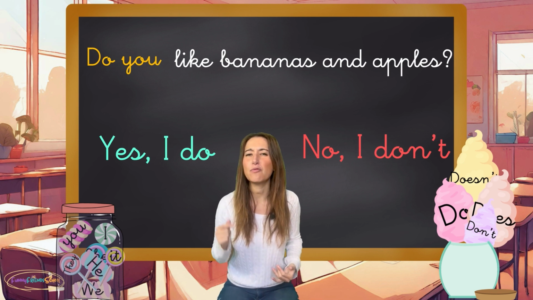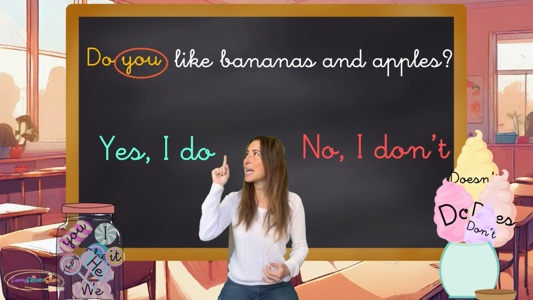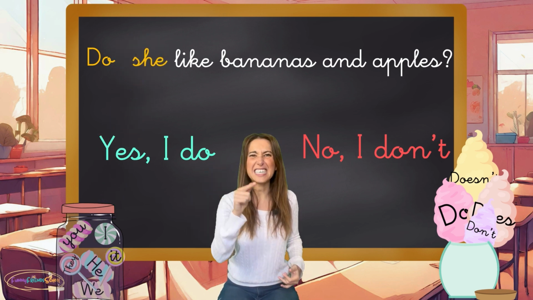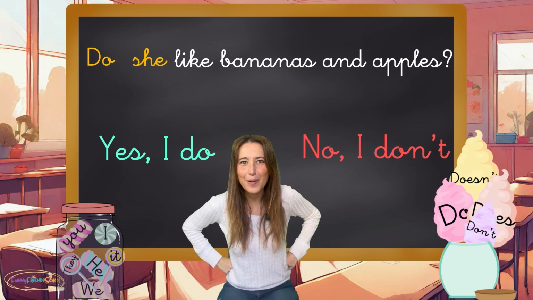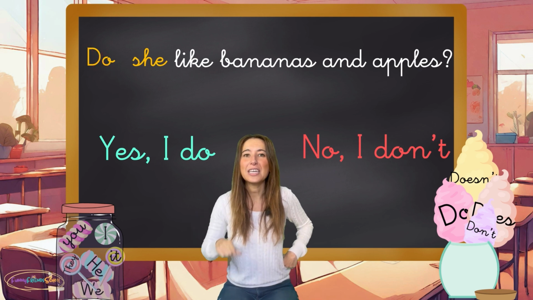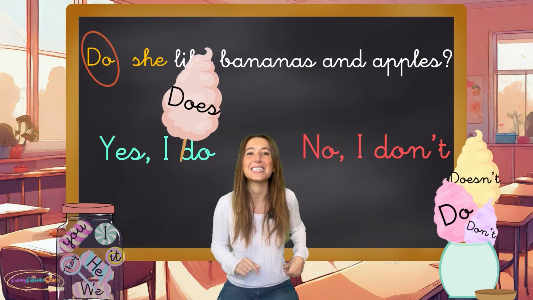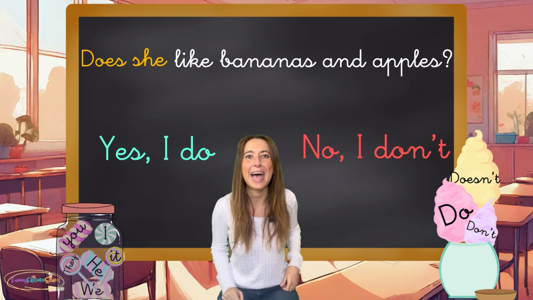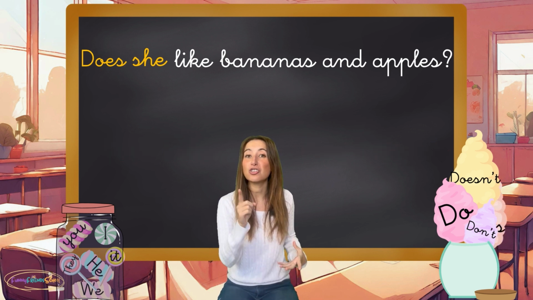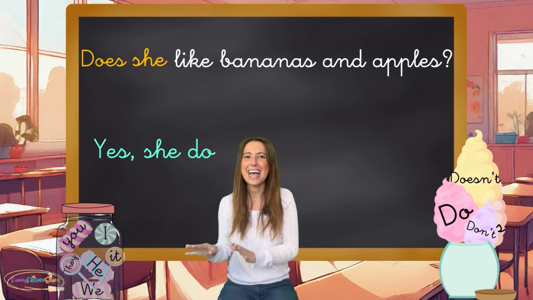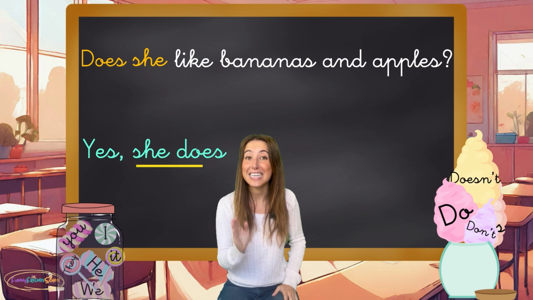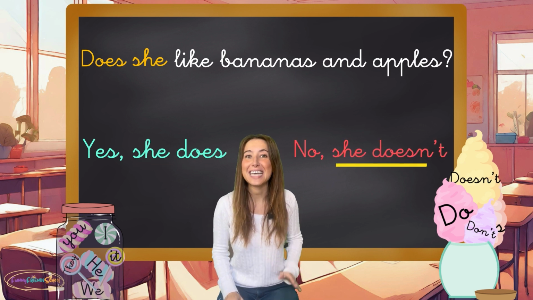But what happens if we change the personal pronoun? Instead of saying do you, let's put she. Do she like bananas and apples? That doesn't sound good, no. Here, we need to change the form do into does. Does she like bananas and apples? And the answers this time also need to change. We cannot say, yes, she do. We need to say, yes, she does, or no, she doesn't.